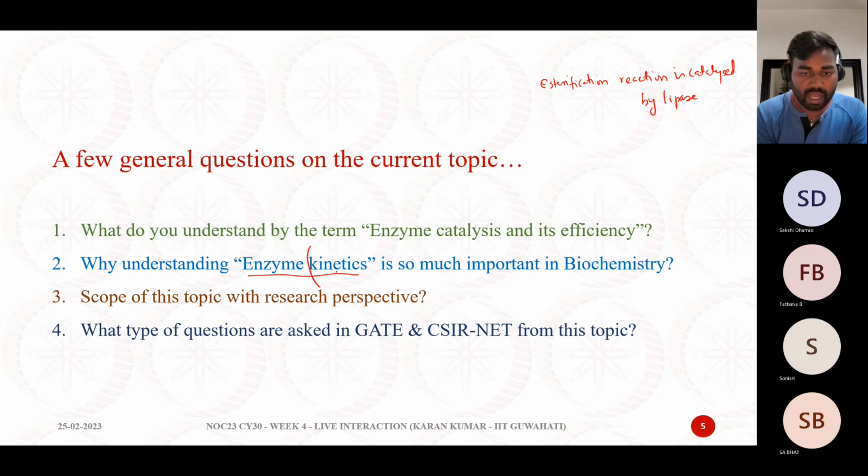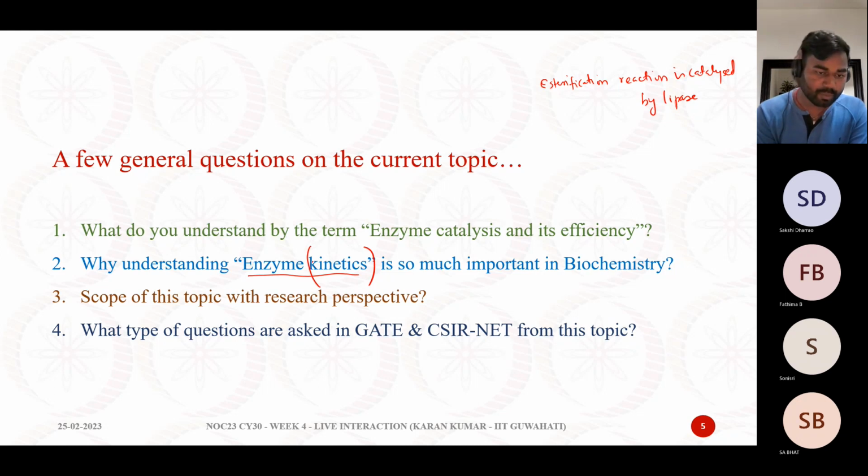Kinetics means how faster or how slower. It involves the term of time. How faster, how much slower, what time it will take, what enzyme quantity is required, and what the influence of other substrates will be. When you understand all these concepts, that becomes the whole of enzyme kinetics. Enzyme kinetics deals with different mathematical expressions and models to model enzyme catalyzed reactions.